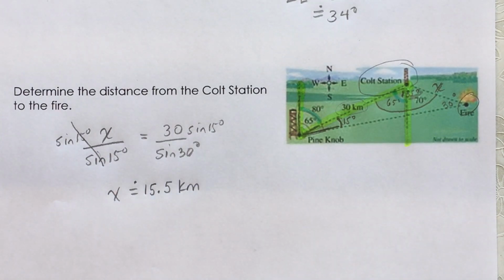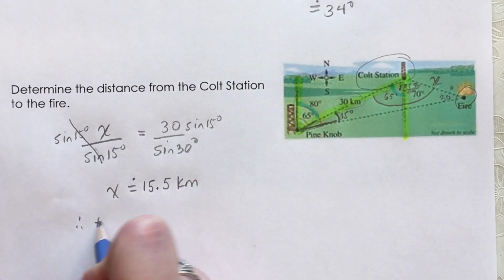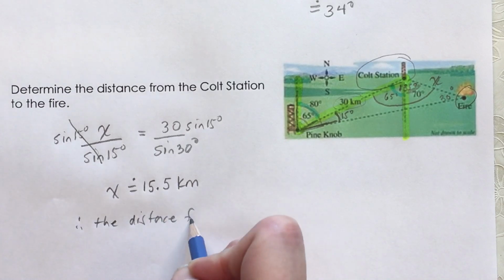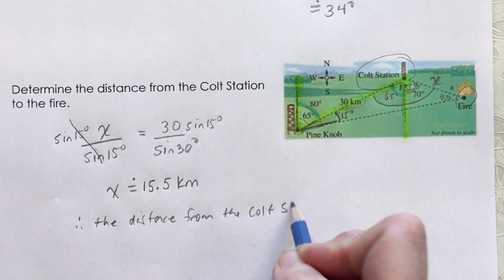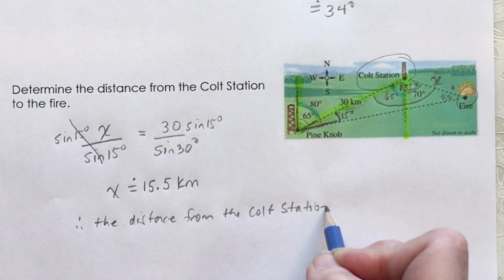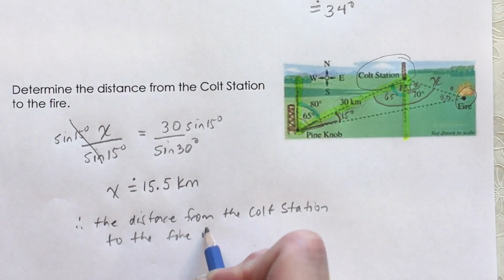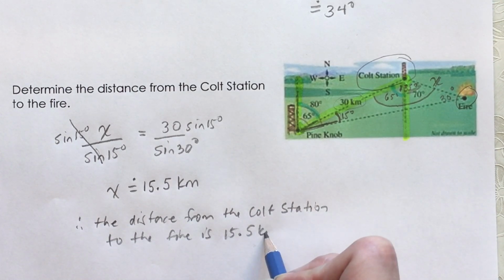And then since this is a word problem, we should do a little sentence then. Therefore, the distance from the Colt station to the fire is 15.5 kilometers.